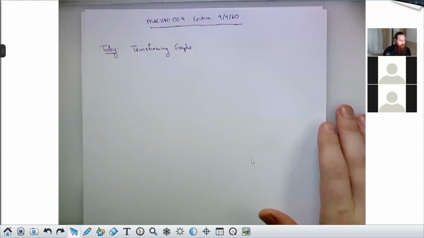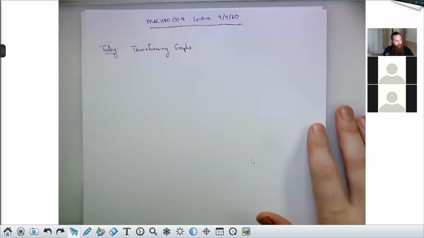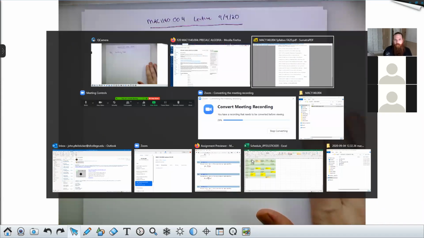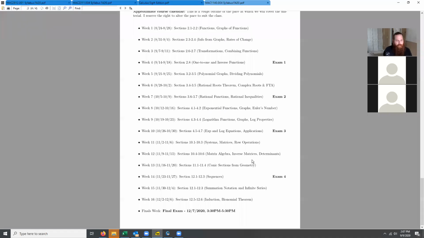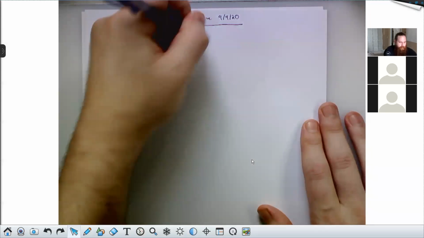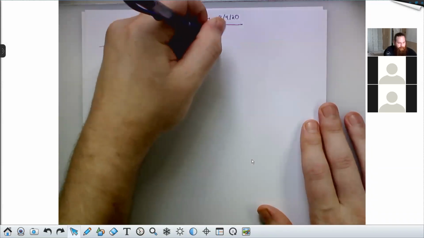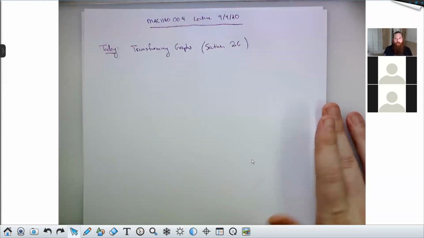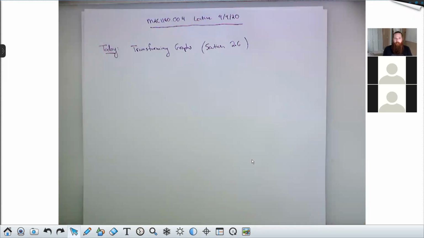Today we're going to talk about transformations of graphs. So the fundamental transformations, and what section is this? Sorry, this is section 2.6. The basic idea is this. You'll start with some parent function, and then you'll apply a sequence of transformations to that parent function to get the graph of a desired function.